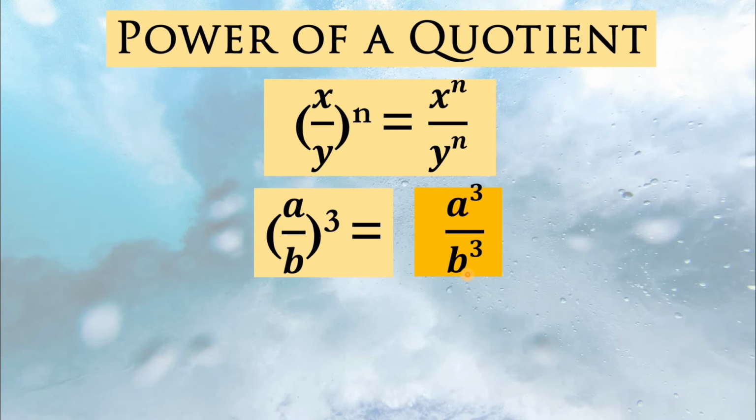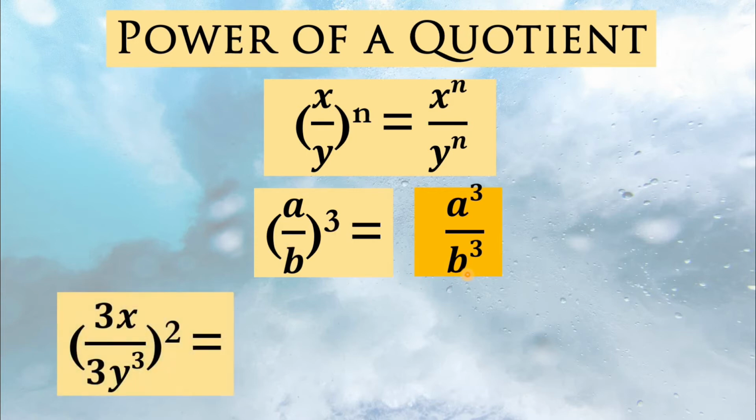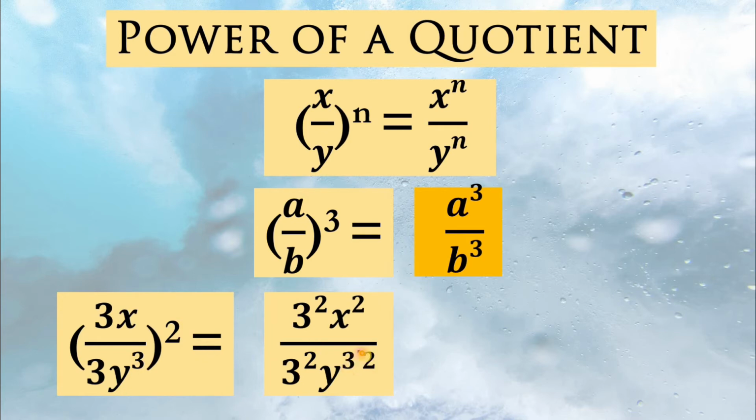Okay? So that's 1. Number 2, we have quantity 3x over 3y cubed, quantity squared. So we distribute your exponent to the numbers and letters in your quantity. Okay, so we write 3 squared x squared over 3 squared y cubed times 2. Okay? If you remember your power of a power, that's why it's like that. 3 times 2. So that dot sign there is a symbol of multiplication.